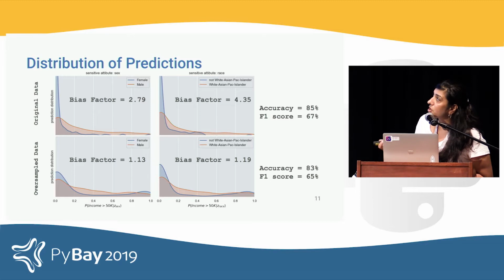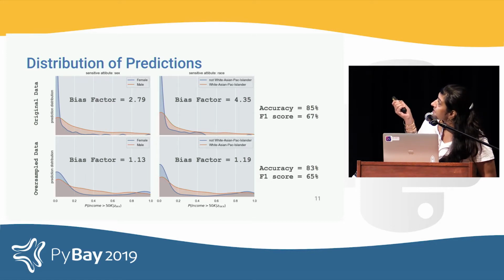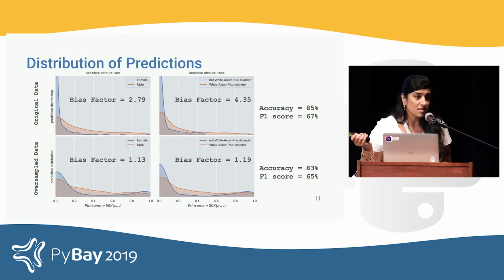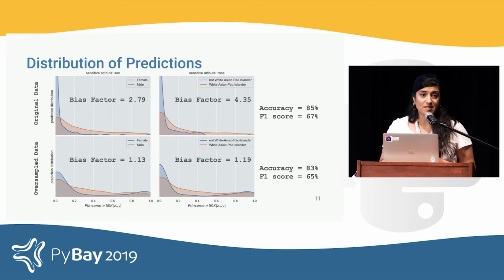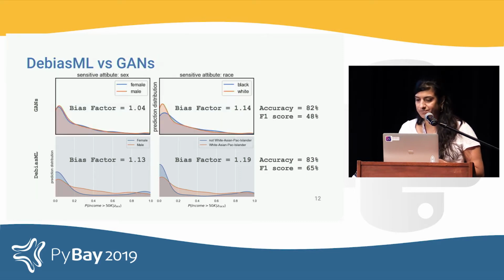So in these graphs, the top row shows the distribution of predictions on the test set when training on the original data, and the bottom row shows the same when training on the oversampled data. And you can see that the bias factors have reduced significantly, and importantly below 1.25, with only a small degradation of 2% in accuracy and F1 score. So clearly this method works, but how does it compare to other methods people are currently using?